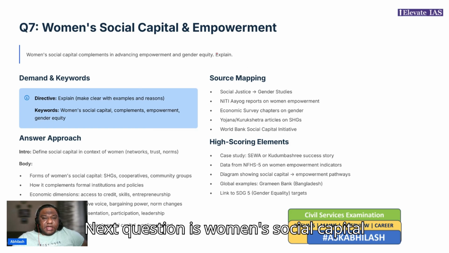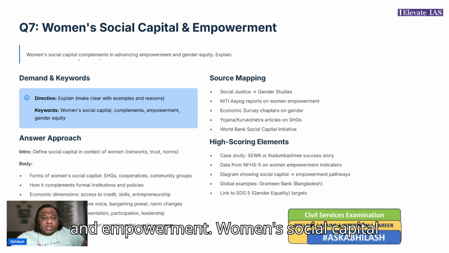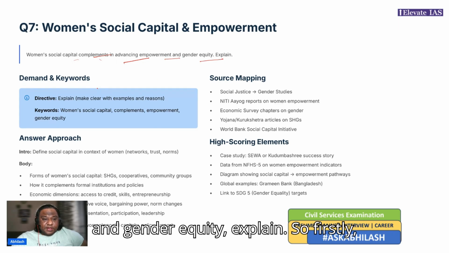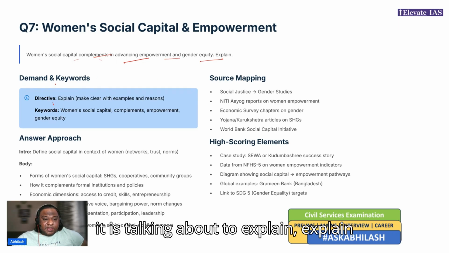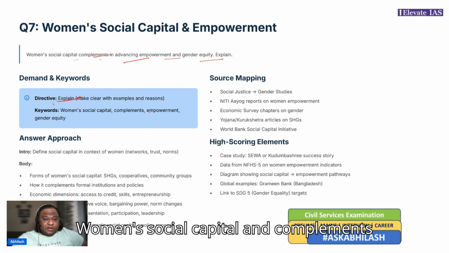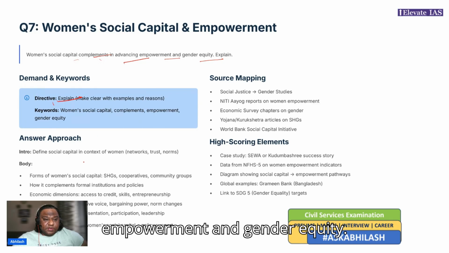Next question is women's social capital and empowerment. Women's social capital complementing and advancing empowerment and gender equity. Explain. So firstly, it is asking you to explain what the relation is between these two: women's social capital and how it complements empowerment and gender equity.